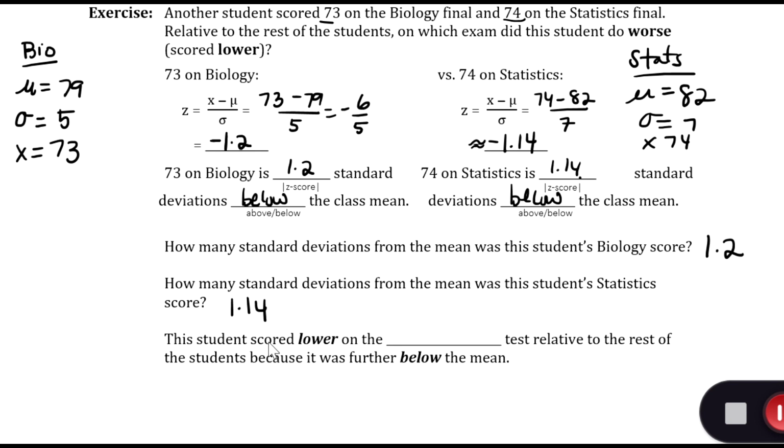So this student scored lower on the biology exam relative to the rest of the students because it was further below the mean. Again, this is the distance, and 1.2 below the mean is further below the mean than 1.14 is below the mean.